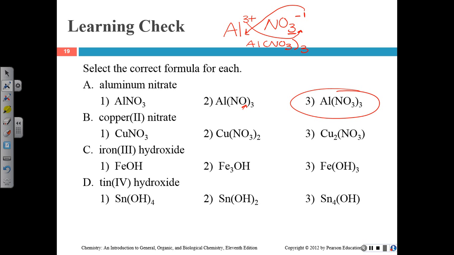Okay. B, C, and D all have Roman numerals next to them, so we know they fall under which classification? 3, because they're transition. Okay, so we would do the same. We have copper, because we're given that, and then we have nitrate. So if we bring a 2 over here and a 1 over here, everybody agree with that? Matches up there.